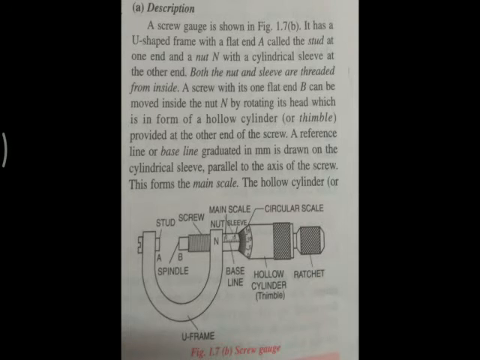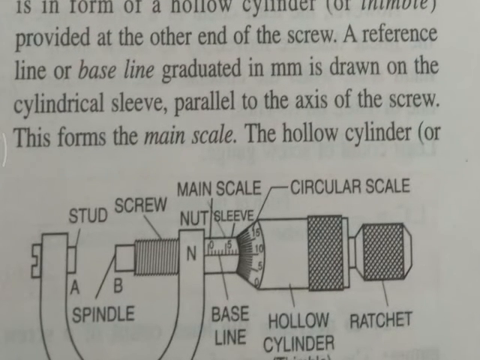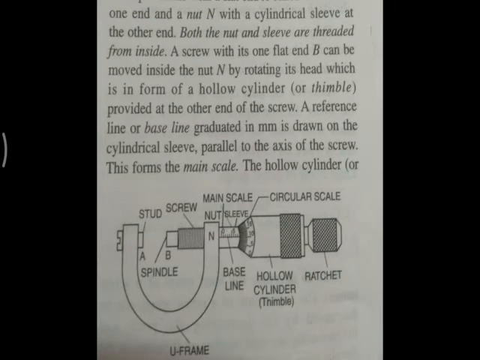See, this sleeve has the graduation over there, and this is called your main scale reading. Further, this hollow cylinder has the circular scale, that is a circular head, and it is also graduated. The main scale is in millimeters, and based upon the number of divisions on the circular head, you will calculate the least count, right?